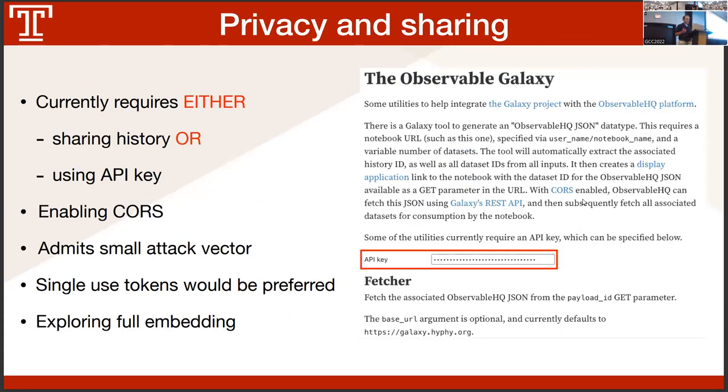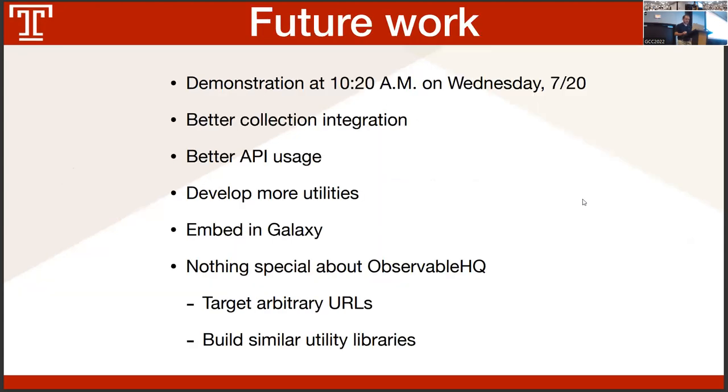So in terms of privacy and sharing, it currently requires either you sharing your history or utilizing your API key. And at the moment, this is on our instance where we have enabled CORS, cross-origin resource sharing, for all of our users. So this does admit a small attack vector. You can, for one example, cover up your API key. So if you're in Observable and you're comfortable with this as an administrator, you could share this, but there is a vector there if you're working with very sensitive data. So something like single-use access tokens would be preferred, which I understand is in the works. And we're currently exploring a full embedding, but that work has not yet begun.